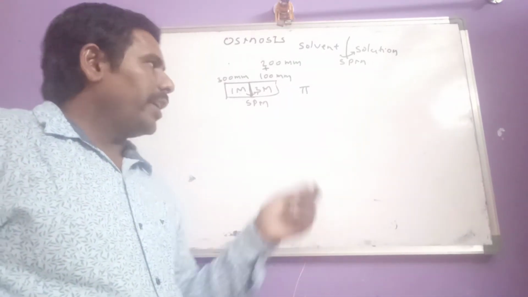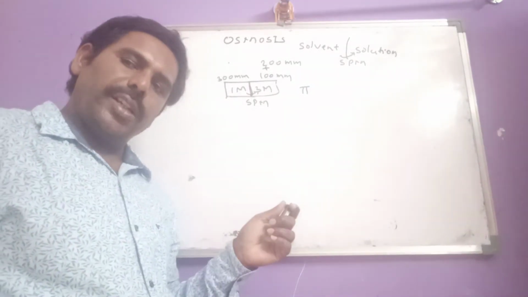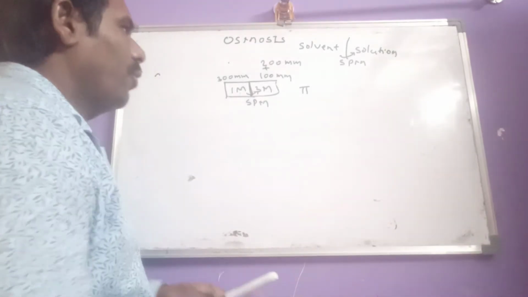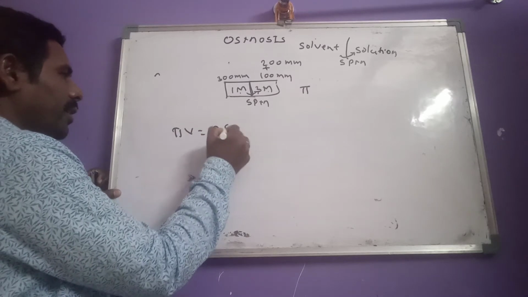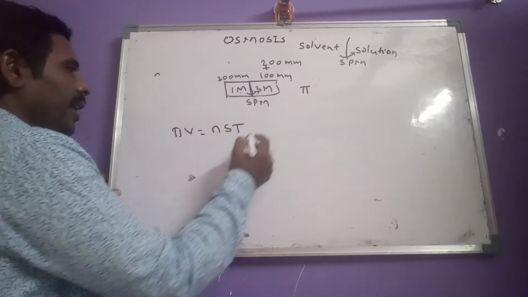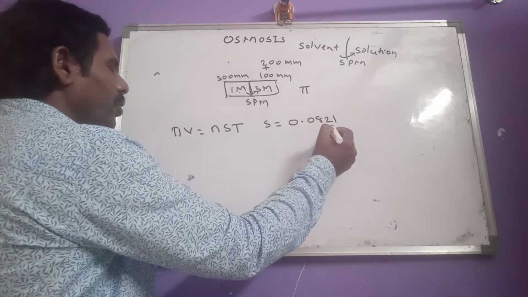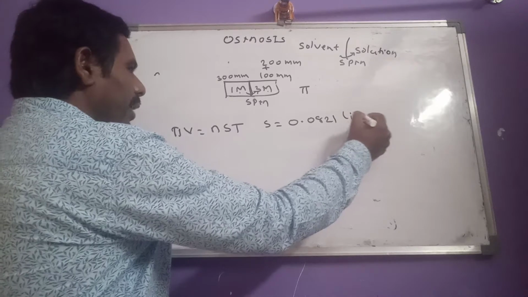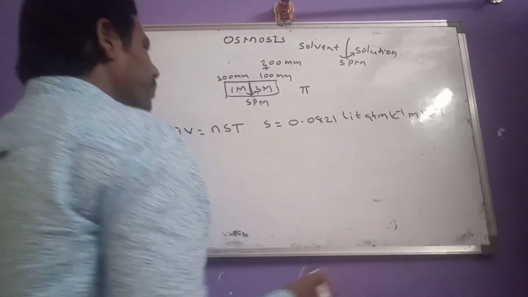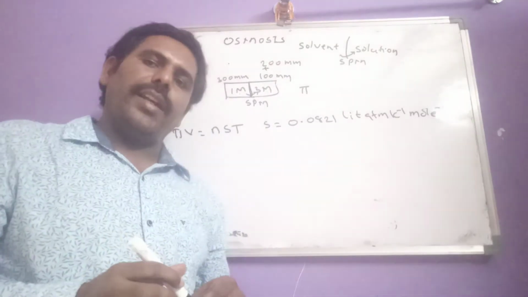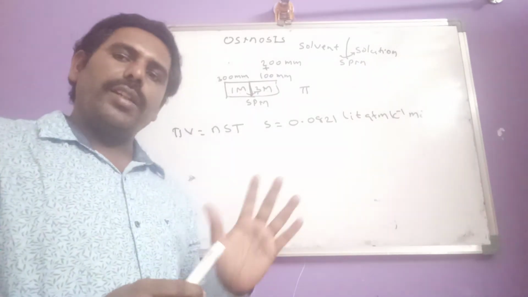And then we have to see what is the equation to calculate osmotic pressure of any solution. So what is the formula here? Pi V equals nST. What is S here? S is the solution constant. Its value is 0.0821 liter atmosphere per degree Kelvin per mole. This is similar to the universal gas constant, where R is the gas constant but S is the solution constant.